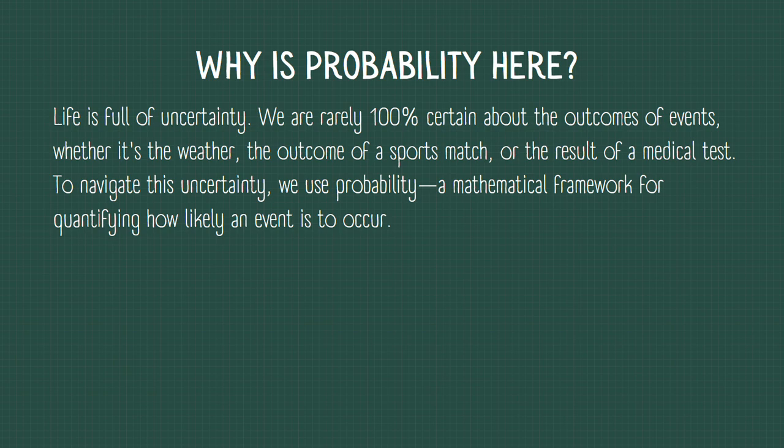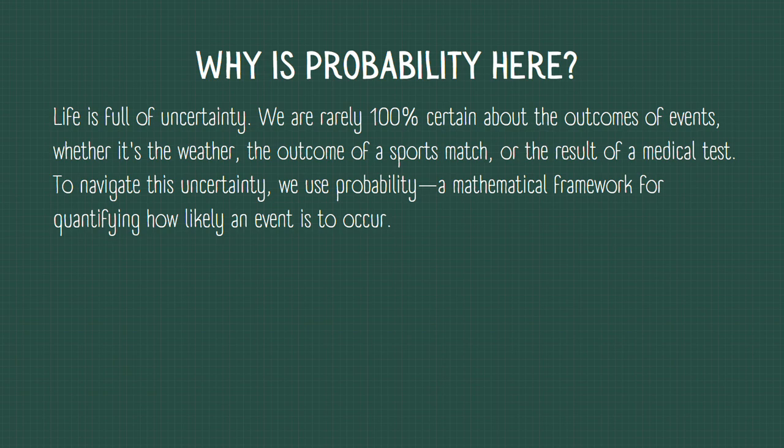So why is probability here? In life we are not 100% sure what will happen in the upcoming time. Suppose we don't know what will happen 10 minutes from now. So what we do is we assume based on the evidence. Suppose there is a dark cloud in the sky, and there is wind blowing, so we can assume based on that evidence that it might rain. And when we calculate those assumptions mathematically, it is known as probability.